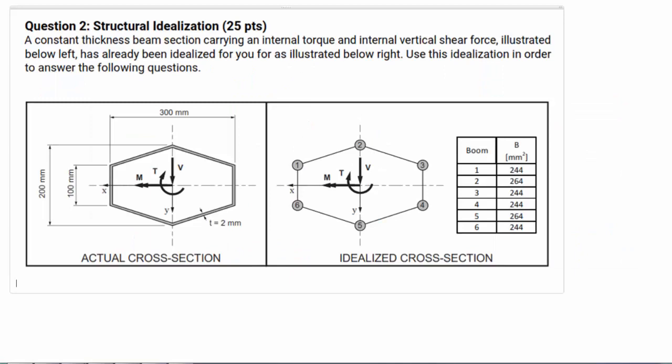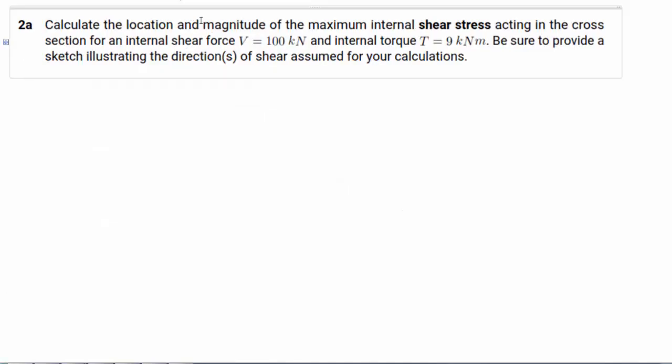So now that we have solved question 1, we will go on to question 2. In question 2, we are asked to consider a beam section which is carrying an internal torque, an internal vertical shear force, and an internal moment. Question 2a then asks us to calculate the internal shear stress that is acting in a cross-section for the internal shear force of 100 kilonewtons and an internal torque of 90 kilonewton meters. Note that the magnitude of the moment is not given in this question, but that's okay since we don't need the moment to calculate the shear stresses anyway.